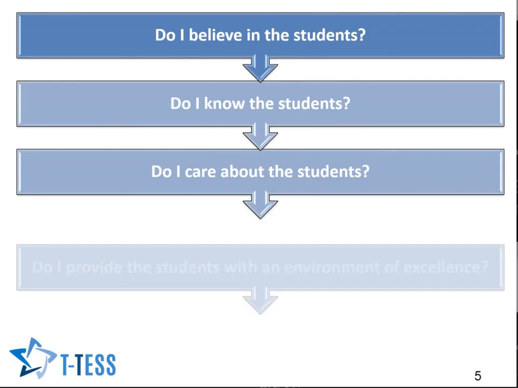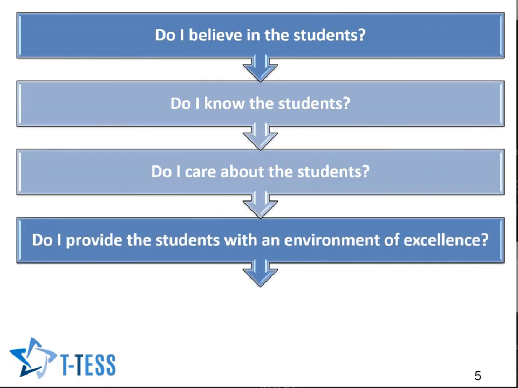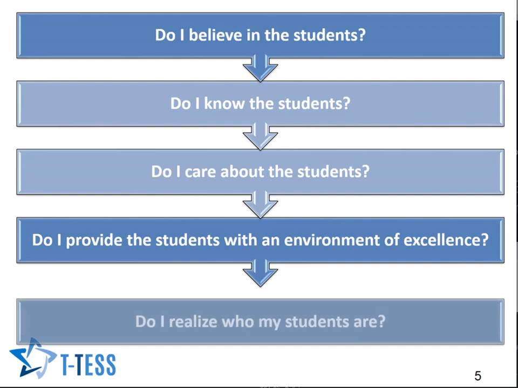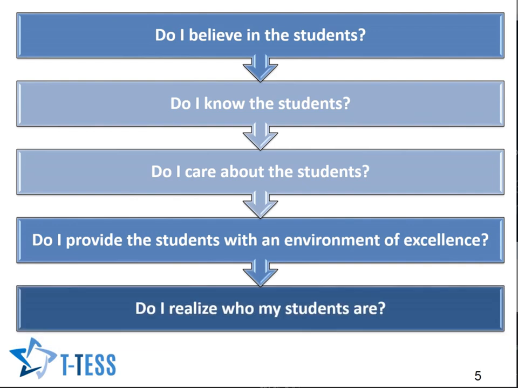The fourth question is, do I provide the students with an environment of excellence? This question focuses on the classroom environment that the teacher has created and how it's conducive to learning. And the last question is, do I realize who my students are? This last question focuses on culturally responsive teaching and learning, meaning that the teacher takes into account who the students are historically and culturally.